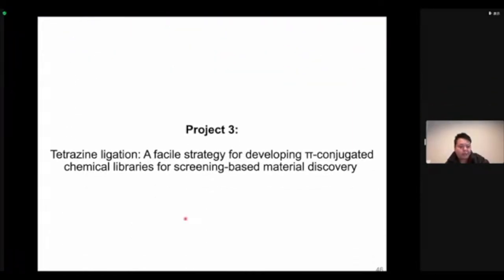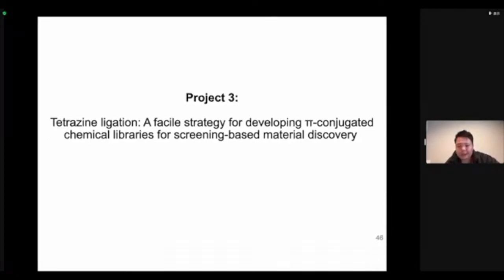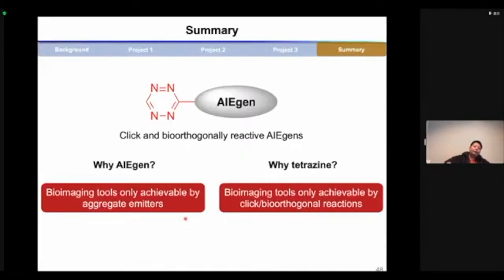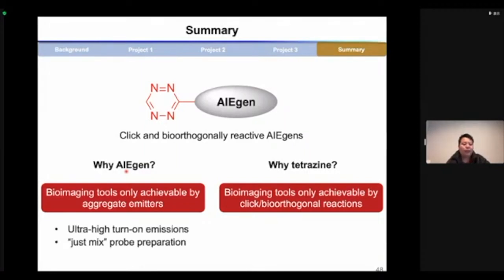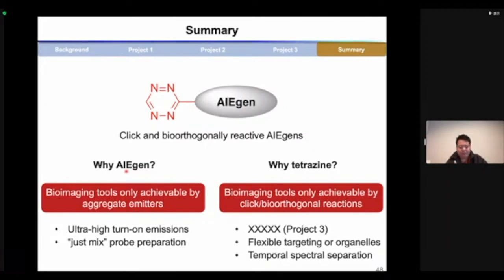So I will skip this project because of time, and also this one is an undisclosed project. So in general, in my PhD study, I have prepared the detergent AIE agent conjugate, and I tried to answer two questions: why AIE agents and why bioorthogonal reactions. Why AIE agents? I have achieved the ultra-frozen system and a very simple preparation system, which is achieved only by the aggregate systems. And also, I have tried to answer the question of why detergent by showing the application of the detergent probe, which is flexible targeting of multiple organelles and temporal spectral separation, which enabled multi-channel imaging using the same color dyes.